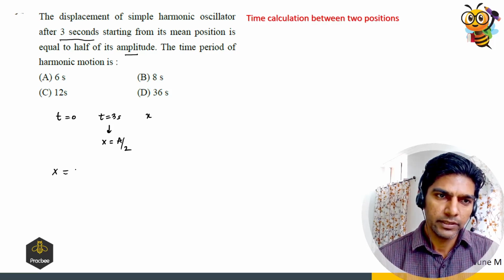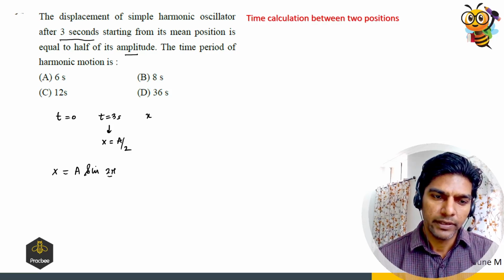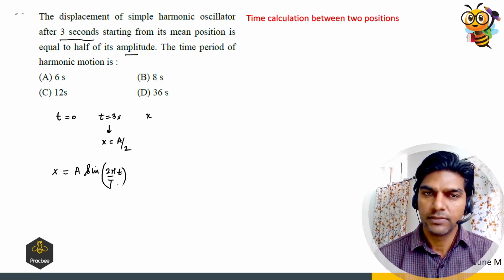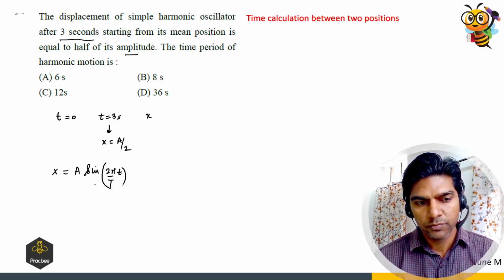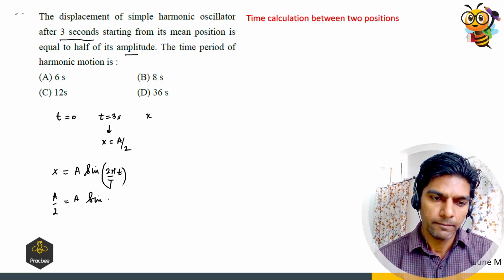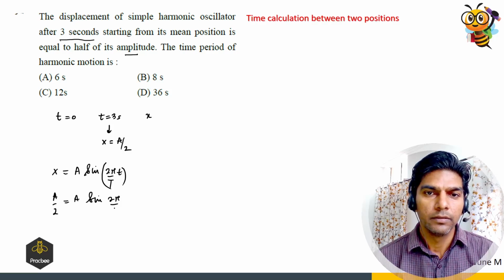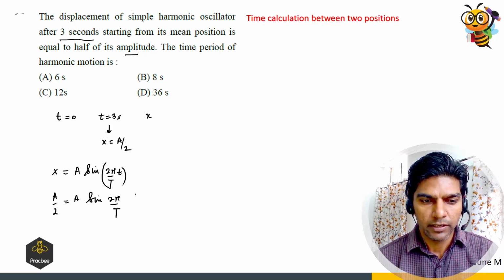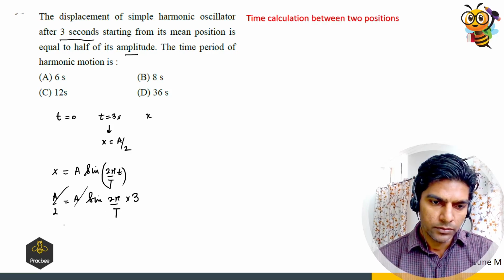So x is given as a sine of 2 pi by capital T times small t. So that is the equation, and the displacement becomes a by 2. So a by 2 equals a sine of 2 pi by T times t, where capital T is not given, that we have to calculate, and small t is 3.